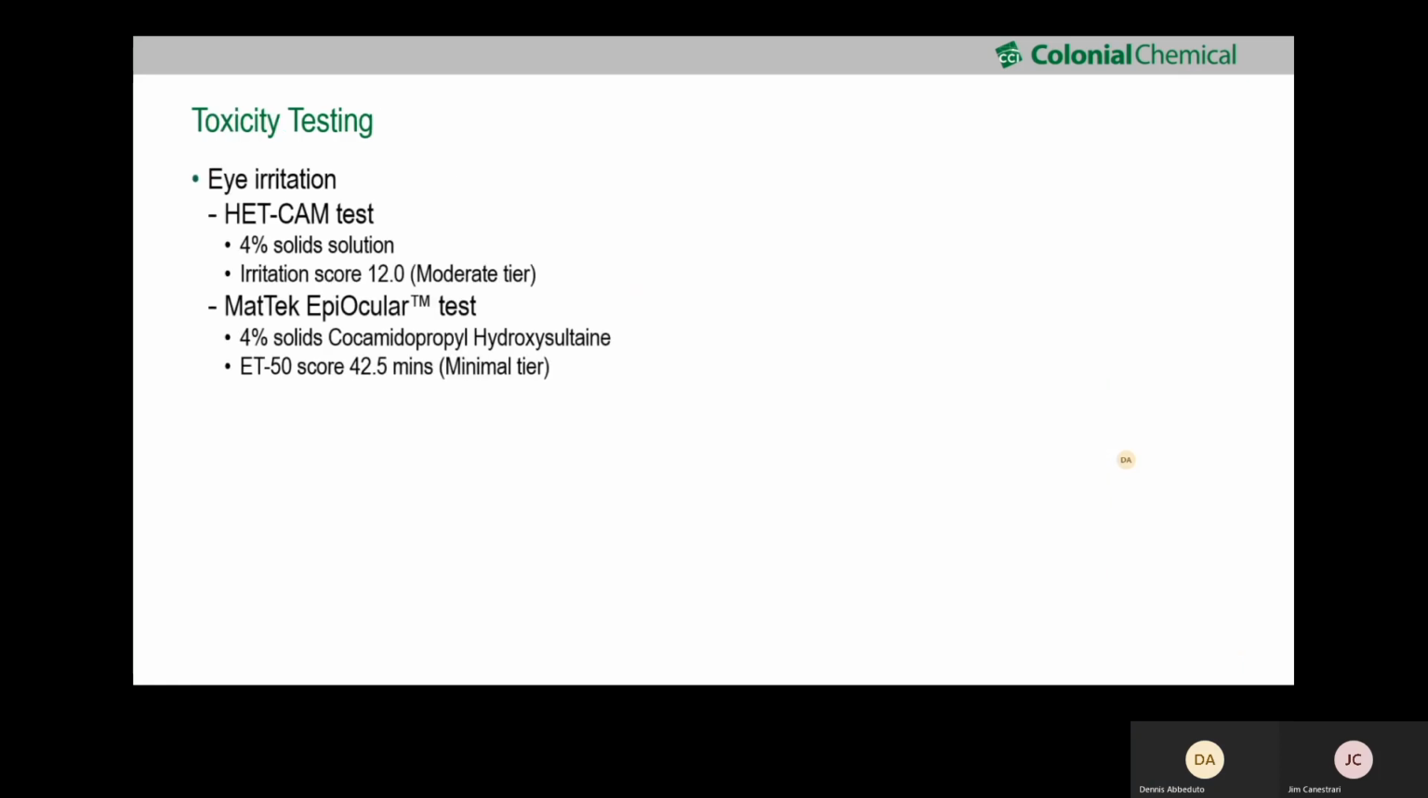We also did HET-CAM irritation, which is another in vitro scoring protocol. At 4% solids, we get an irritation score of 12, which puts it in the moderate tier. That would make it equivalent to a typical or leading brand baby shampoo. For comparison, the cocamidopropyl betaine at equivalent solids would have an irritation score of about 18. The maximum score for that is 30.